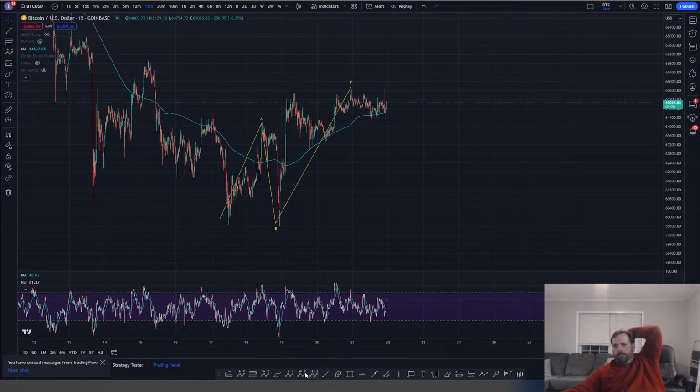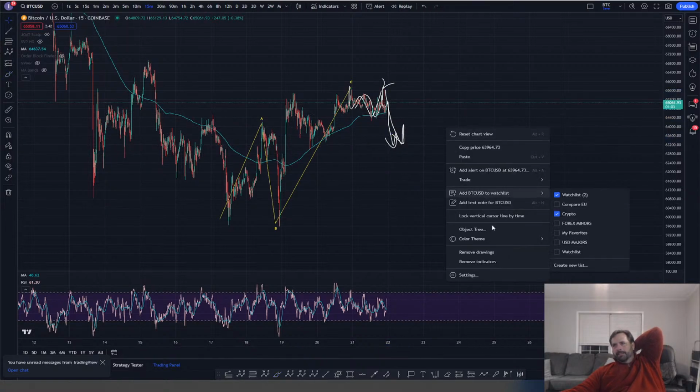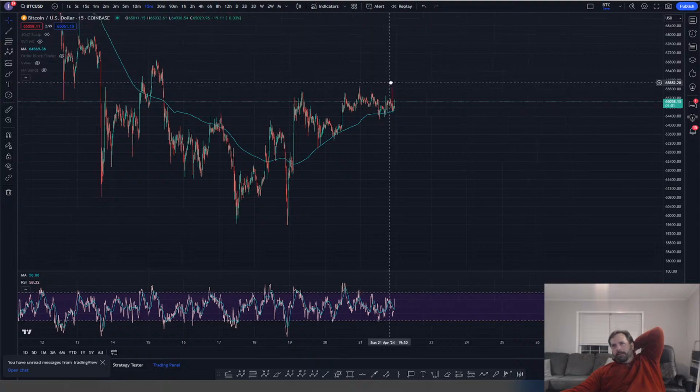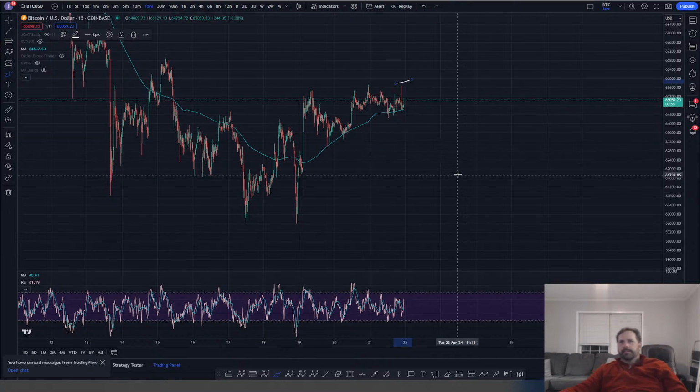And see, the way I was looking at this is that this is 3, 3, 5, and then this needs to come down. That's a 1, 2. Down we go. All right, that count gets invalid on the break of this high, guys. I mean, I validate that count on the break of that high. And it's going to be something else.